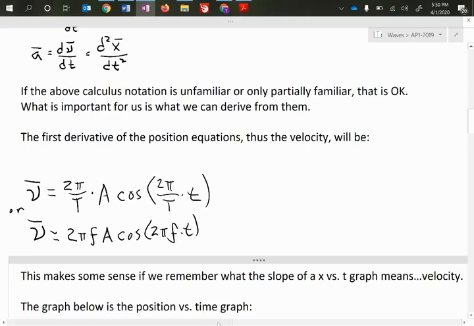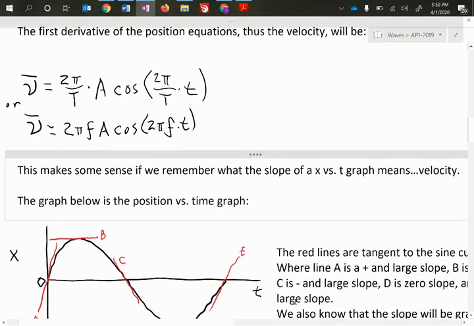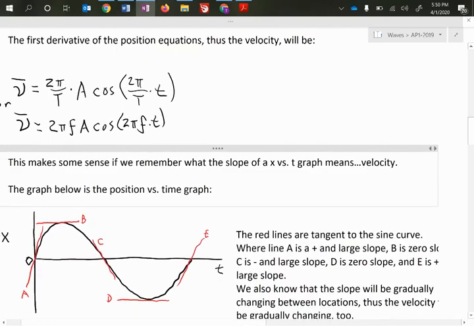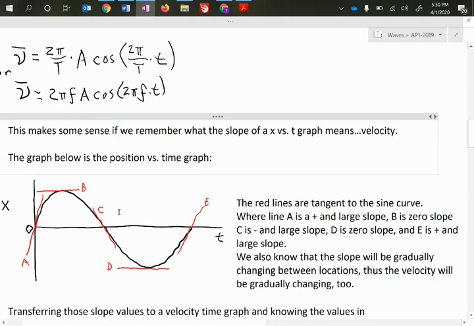we know that velocity is the slope of a position time graph. So here is a position time graph, and what I've put on there is some slopes. So I have the slope at position A, which is right here. I have the slope at position B, position C, position D, and position E. So I have a positive slope. All this stuff over here is basically saying the same thing. We have a positive slope at A, a zero slope at B, a large negative slope at C, a zero slope at D, and a large positive slope at E.